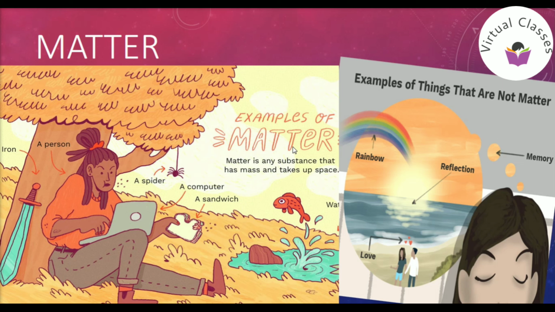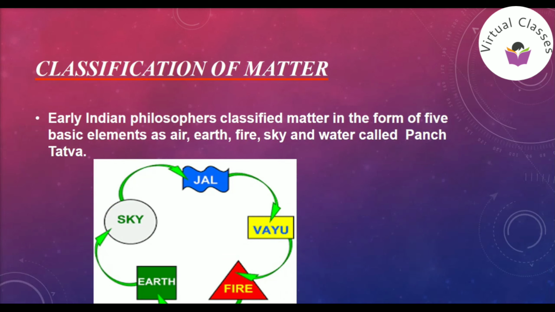While in this figure, things that have been shown as rainbow, reflection, memory, love, they do not contain any mass and don't occupy space in our surroundings. Hence, they can't be listed under matter. Now we are clear with what is matter and what is not.